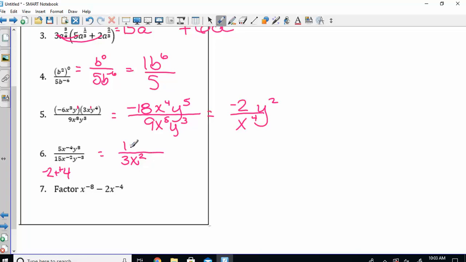Y's. What's bigger, 8 or negative 3? 8. So you're doing 8 minus negative 3, which gives you 11.